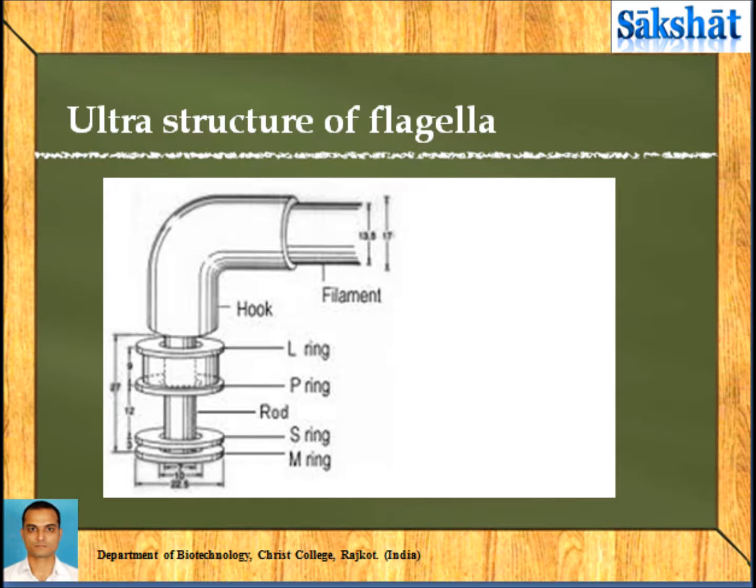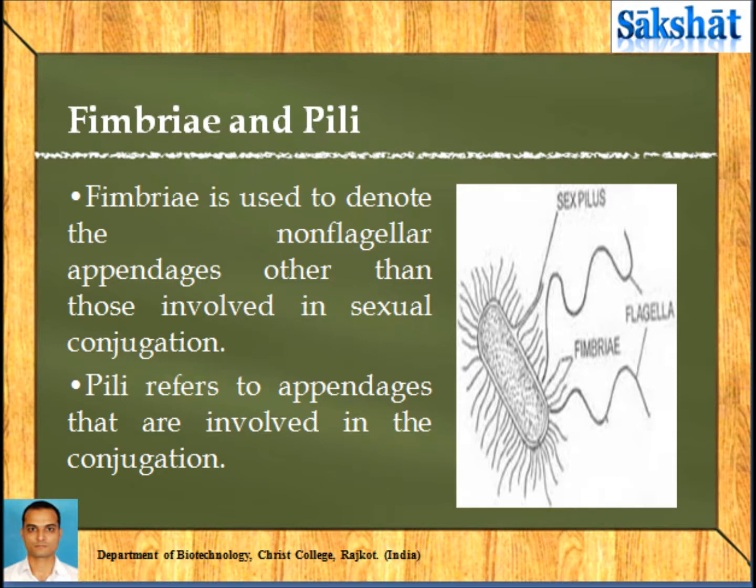The next structures outside the cell wall are the fimbriae and pili. Fimbriae is used to denote the non-flagellar appendages other than those involved in sexual conjugation. Pili refers to the appendages that are involved in the transfer of nucleic acid during a sexual process between the two bacteria, that is conjugation. They are found mostly on gram-negative bacteria, particularly on the Enterobacteriaceae family.